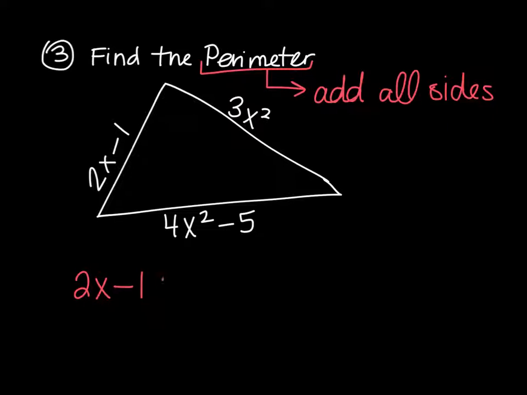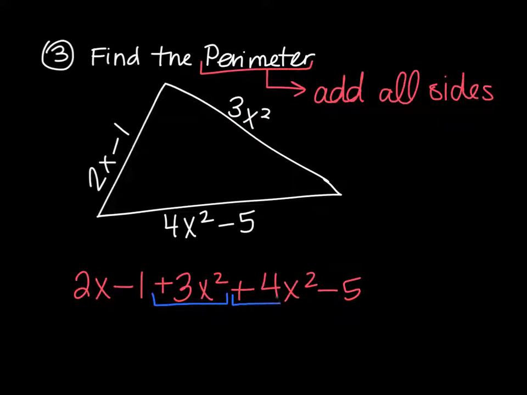2x minus 1 plus 3x squared plus 4x squared minus 5. All right, notice I'm adding those three sides together. And then I want to look and just combine like terms. There's no distributive property to be done here, so I'm just combining anything that goes together. And again, we're going to do standard form.